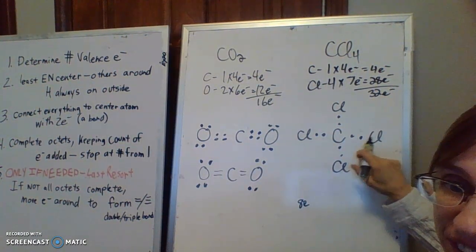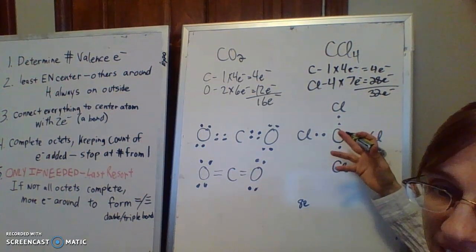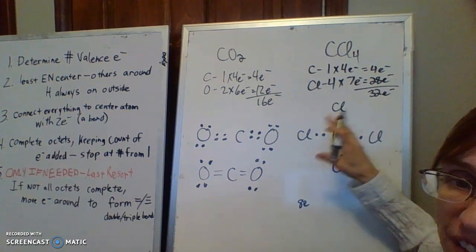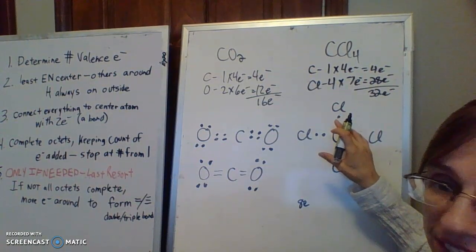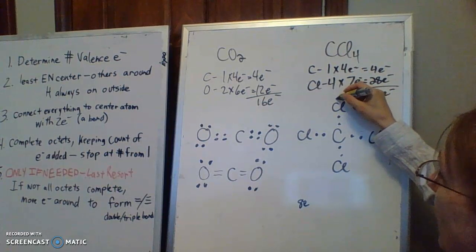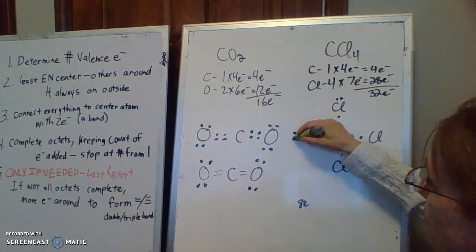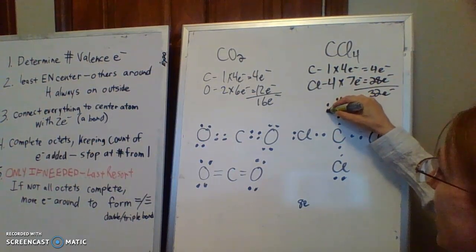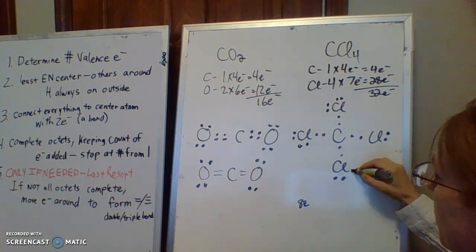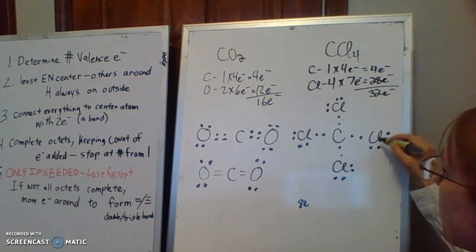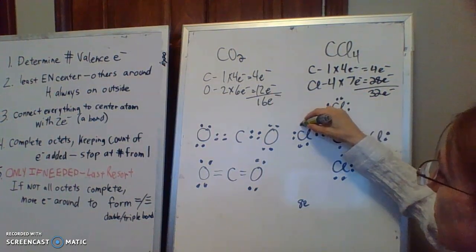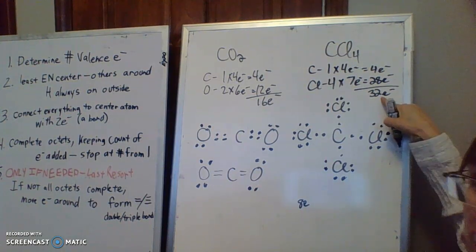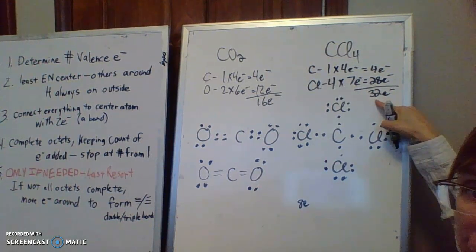We see that all the chlorines are in the same position. They need more electrons. So as we count from 8 up to 32, we're going to focus on putting them on the chlorines. Okay? So we've got 8, 9, 10, 11, 12, 13, 14, 15, 16, 17, 18, 19, 20, 21, 22, 23, 24, 25, 26, 27, 28, 29, 30, 31, 32. Oh, that's where we've got to stop, 32.